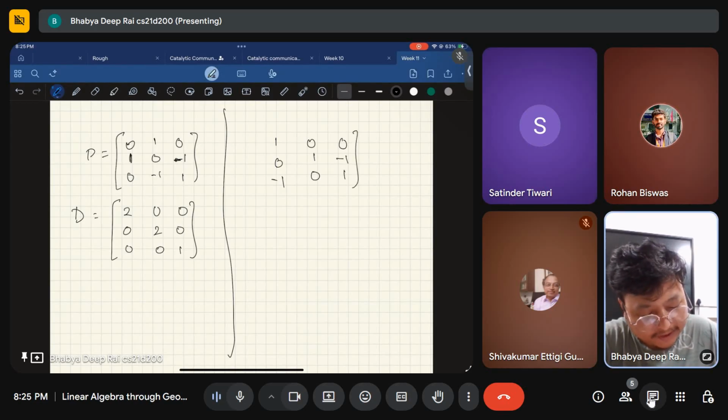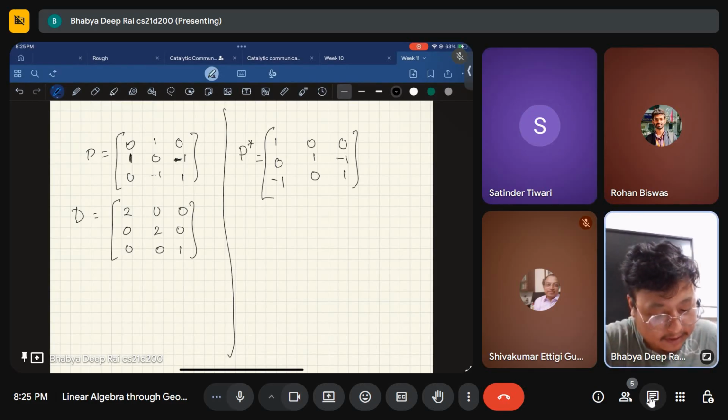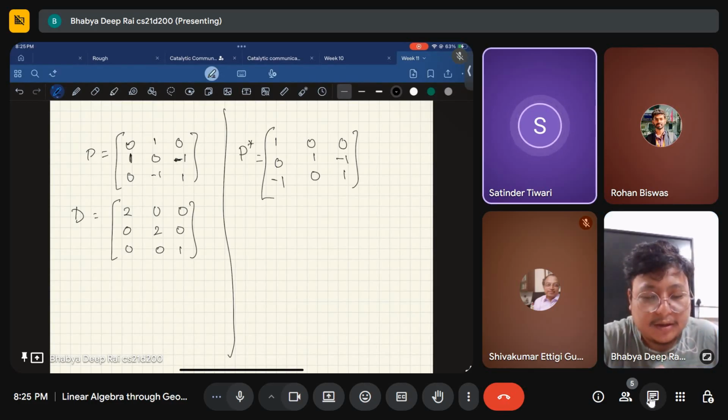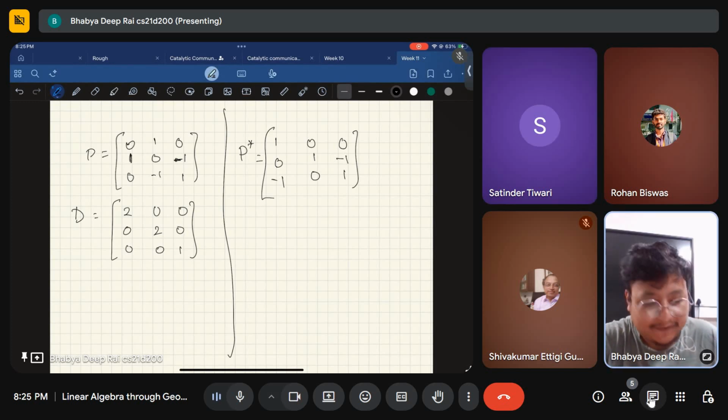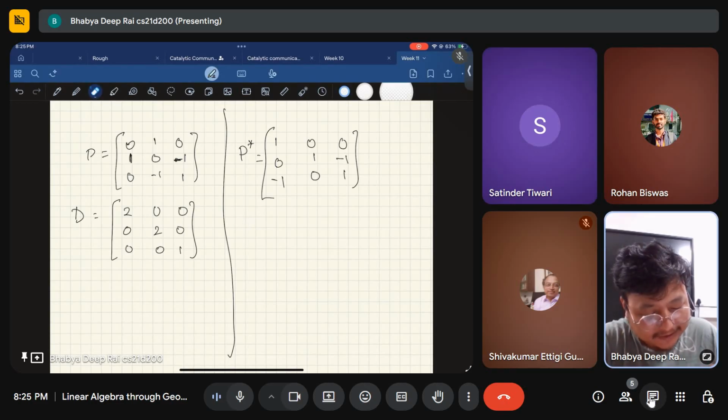Okay, so you've permuted the first and the second columns. It's not going to affect anything, because it's called P star. This is not going to affect as long as you also permute D. No, D is the same for both. D does not need to be permuted.